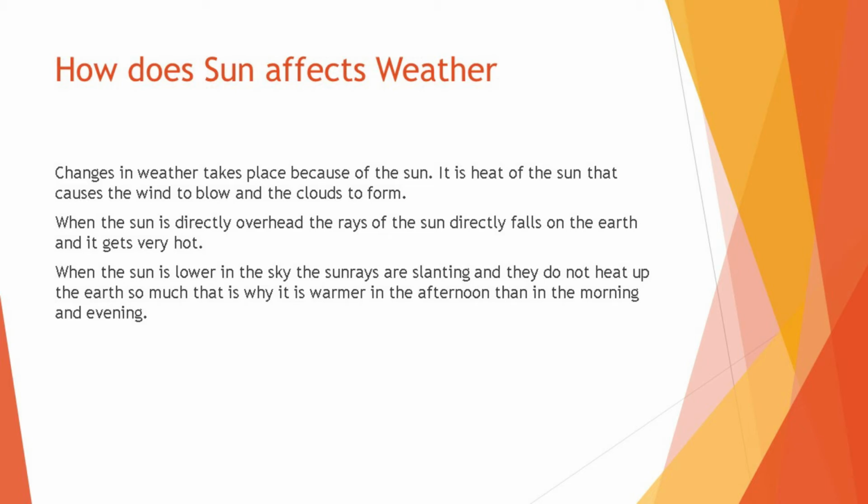When the sun is lower in the sky, early in the morning and in the evening, the sun rays are slanting and they do not heat up the earth so much. That is why in the afternoon it is warmer, and in the morning and evening it is a little bit cooler than the afternoon. So all things happen because of the sun.